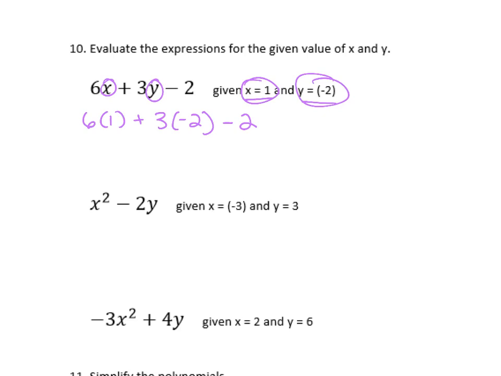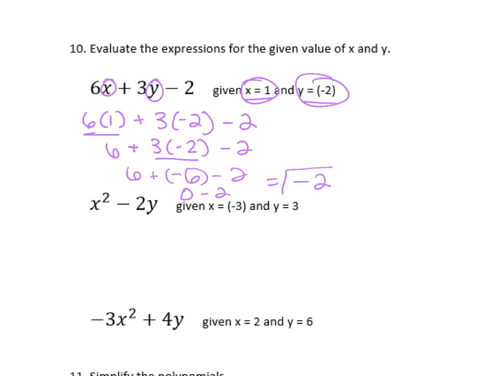I'm going to multiply first from left to right. So I have 6 times 1, so that's 6 plus 3 times negative 2 minus 2. Then I multiply the 3 times negative 2, so I have 6 plus negative 6 minus 2. And I'm going to work from left to right. 6 plus negative 6 is 0, so I have 0 minus 2. So 0 take away 2 is negative 2 for my final answer.